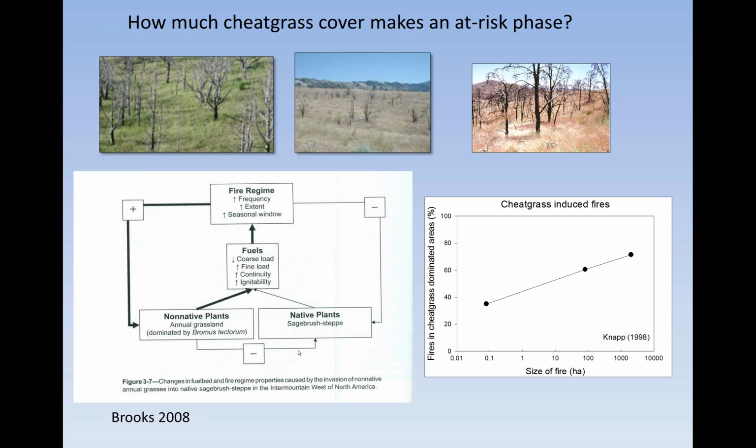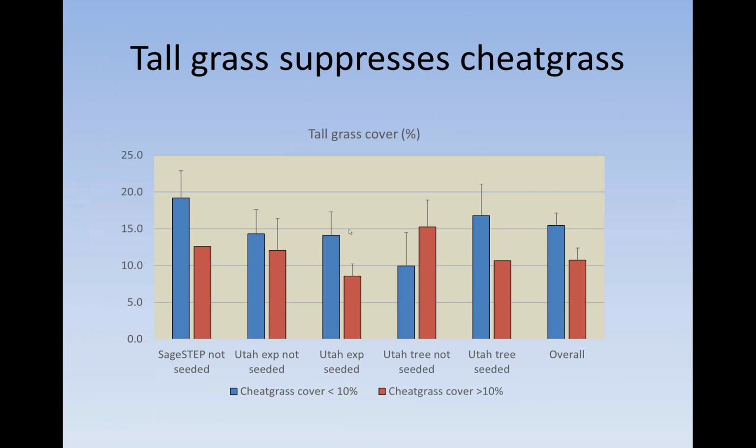In a paper by Link, he said that if you increase cheatgrass cover by 20%, your probability of ignition and fire goes up 60%. So that's kind of what's out there in the literature, but it depends on many different things. One thing we do know is tall grass and perennial herbaceous plants definitely suppress cheatgrass.